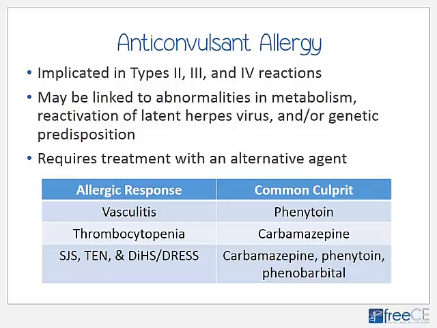Anticonvulsants often come into clinical practice, and these are implicated in types 2, 3, and 4 reactions. These are a bit more nebulous. They may be linked to abnormalities in metabolism in the body, reactivation of latent herpes virus, or even genetic predisposition. A little more research is still happening there. You have to retreat with an alternative agent altogether. You can see there phenytoin can cause vasculitis, carbamazepine can cause thrombocytopenia, and then both agents, along with phenobarbital, can cause those severe cutaneous reactions.